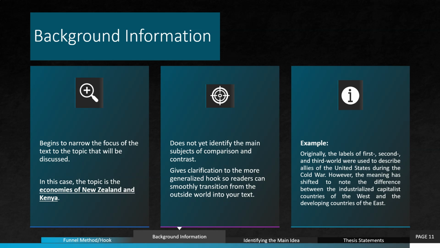For example, originally, the labels of first, second, and third world were used to describe allies of the United States during the Cold War. However, the meaning has shifted to note the difference between the industrialized capitalist countries of the West and the developing countries of the East. This is still a general statement, but it moves our reader's focus to the more specific ideas that we'll be talking about.